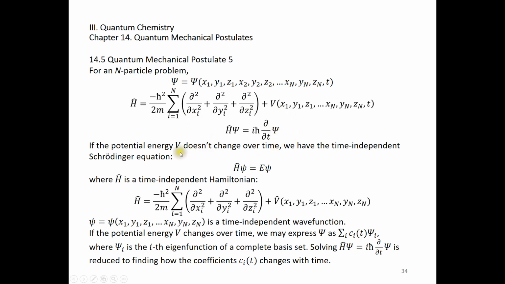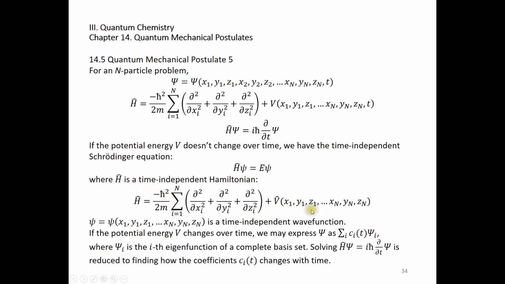Again, if the potential energy does not change over time, this V is dependent on the positions of the particles only, then we can get the time-independent Schrodinger equation. H psi equals E psi. Over here, we use the lowercase psi as a function of the positions only. And this H becomes a time-independent Hamiltonian. This H can be expressed as the sum of the kinetic energy operator and the potential energy operator.